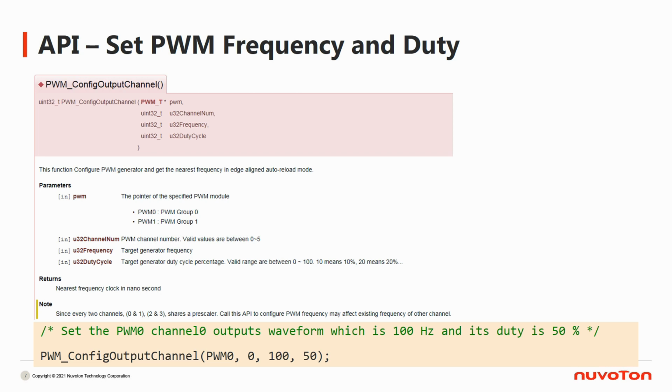Take the function call in the bottom for example. It means to set the channel 0 of PWM module 0 to output waveform by 100 Hz and 50% duty.